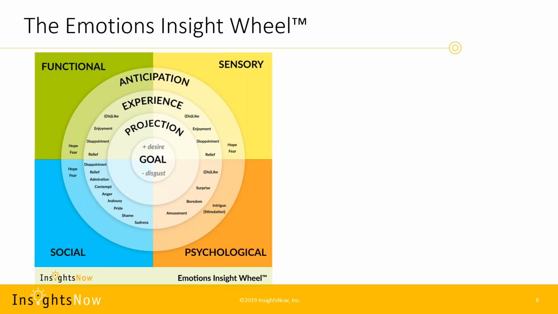Emotions are treated as discrete. It's very possible to feel multiple different emotions all at the same time. Therefore, we like to look at them as discrete. And we also like to break them into 4 categories.